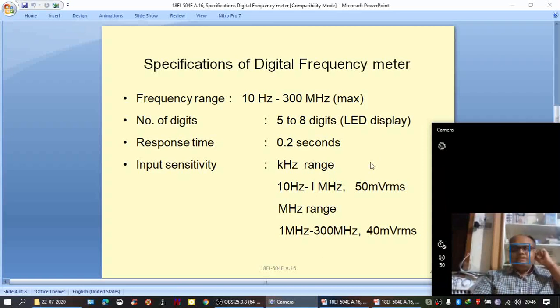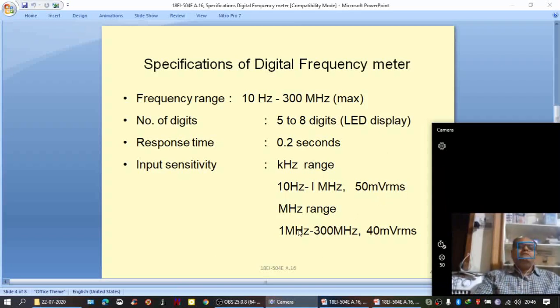In kilohertz range, a cycle is counted by the counter if its minimum amplitude is 50 millivolts RMS. If any cycle has an amplitude of less than 50 millivolts RMS, that pulse may not be counted and we may get error.